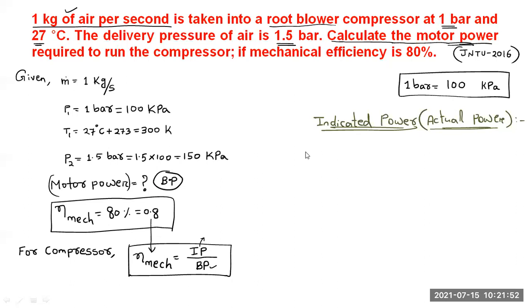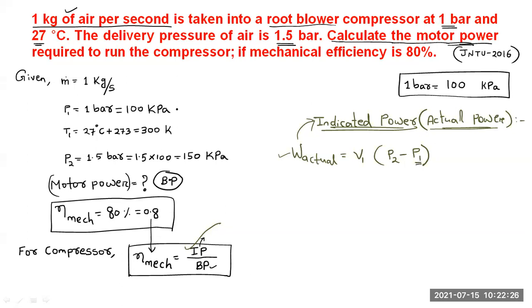So here, the actual work done, W actual, is equal to inlet volume V1 into P2 minus P1. From this formula we have to calculate the actual work, and this actual work is nothing but indicated power or indicated work. Once we put the value in this formula, we will get the brake power.